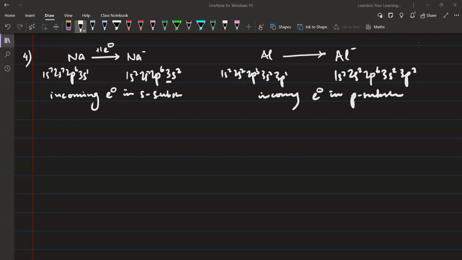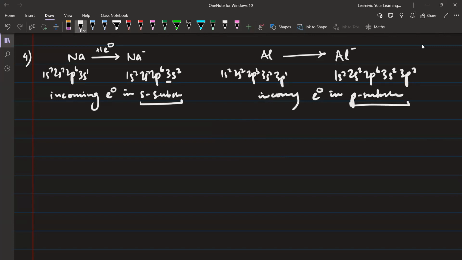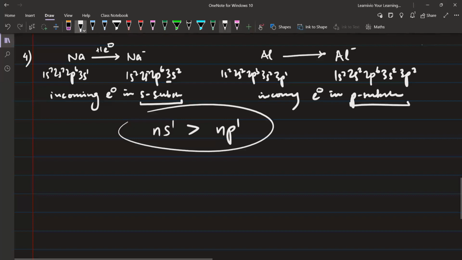Is it understood? Tell me. Clear, everything is fine. Now you guys tell me. The s subshell is closer to the nucleus. Even in the nucleus there is a high probability of finding the electron. If the electron is in the s subshell it is going to feel more attraction than in the p subshell. That is why any element whose configuration is ns1 will have higher electron affinity than np1. Does this make sense? Yes, sir.